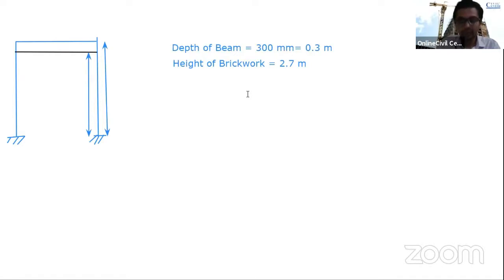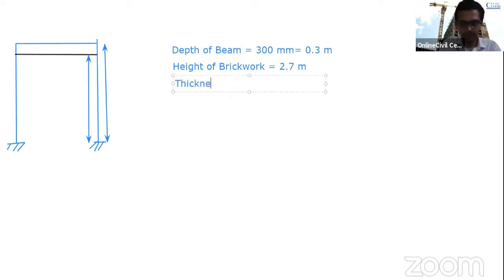So let us find out the thickness of the brick. Usually 9-inch bricks are used. If we take 1 inch as roughly 25 mm, then 9 inch equals 0.225 meters. So the thickness of brickwork can be assumed as 0.225 meters for a 9-inch brick.